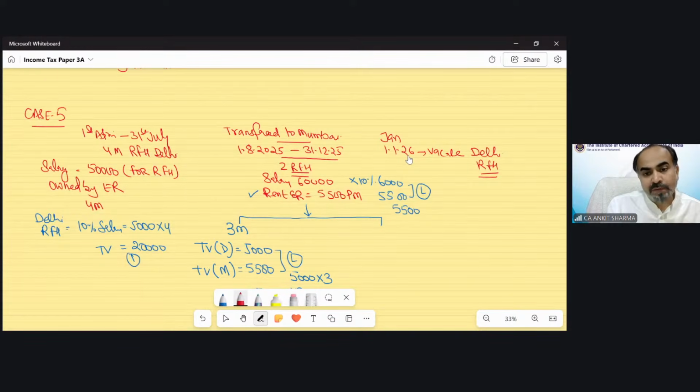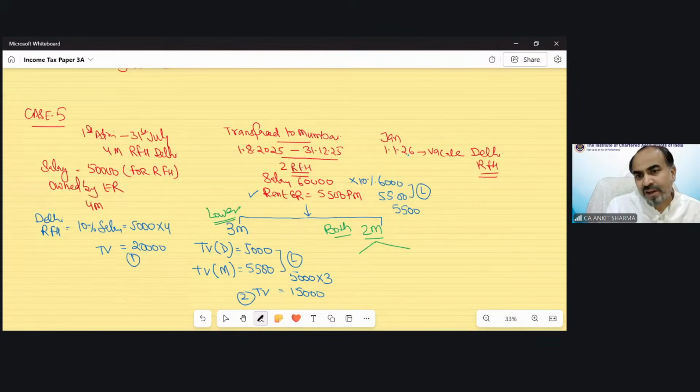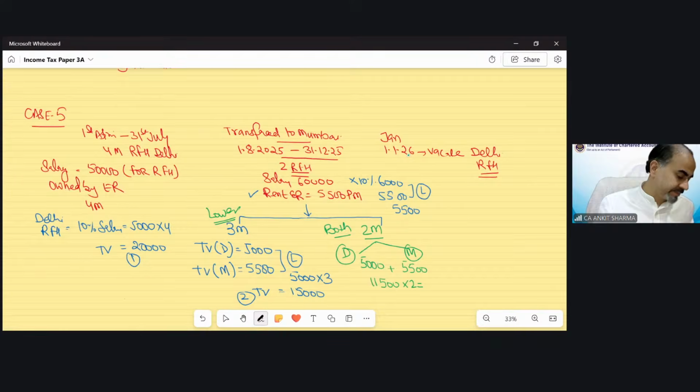Now, the provision will activate because you have not vacated the property within 3 months or 90 days. So for the remaining 2 months, now both are going to be taxed. For these 2 months, both. For these 3 months, lower needs to be taxed. Both taxable values we have. The Delhi taxable value we have already calculated would be 5,000. And the Mumbai taxable value is 5,500. So total is 11,500 for 2 months is going to be taxed. So that would be 23,000. So this is third taxable value.